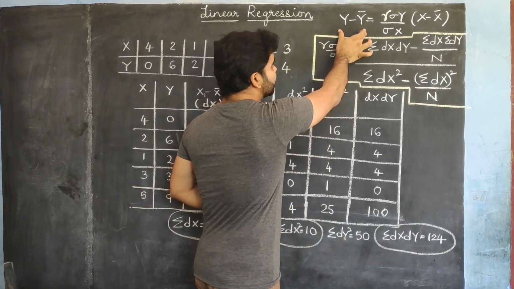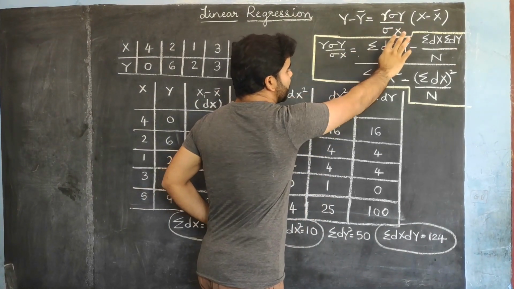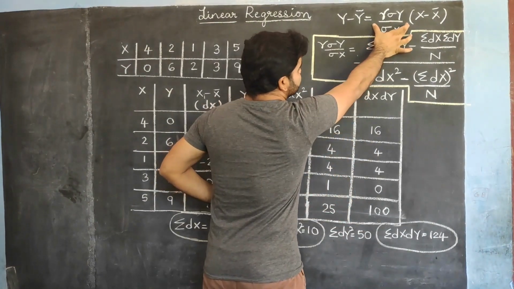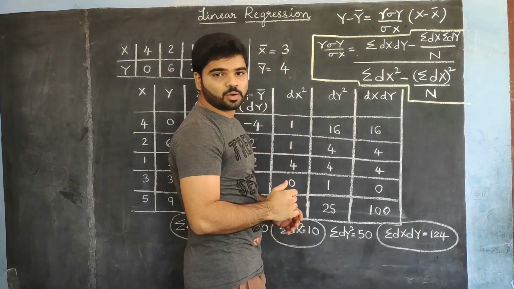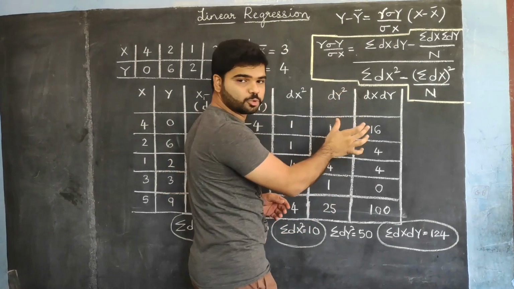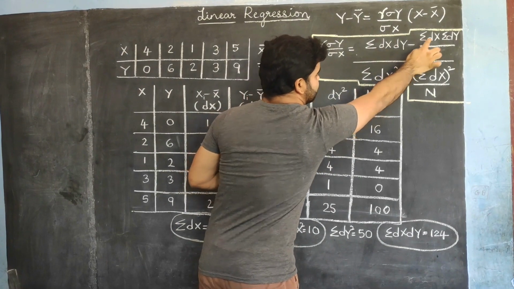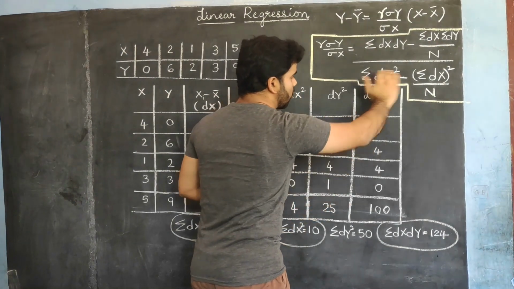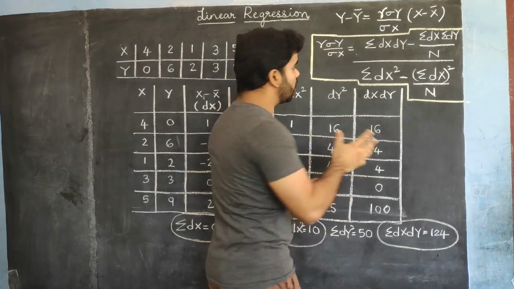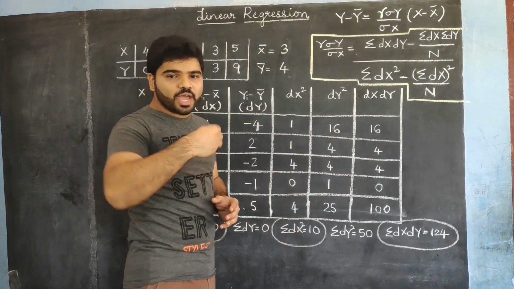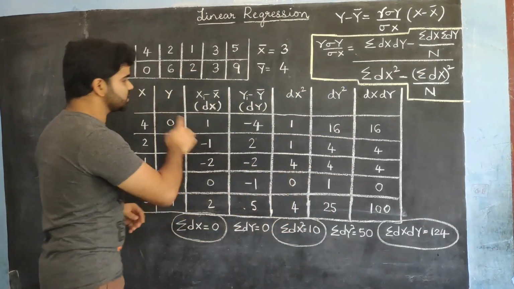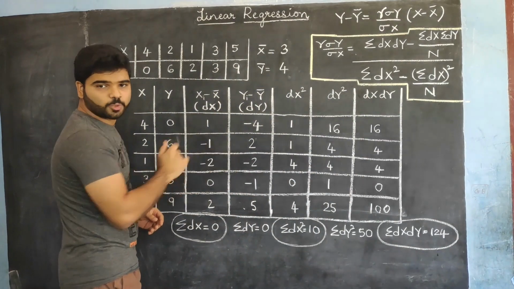So y minus y bar equals r into sigma y by sigma x into x minus x bar, where this term can be called the slope of the line or the regression coefficient. This regression coefficient equals (sigma dx dy minus sigma dx into sigma dy by n) whole by (sigma dx square minus (sigma dx) whole square by n). Now you might wonder how we are going to calculate dx dy, sigma dx, sigma dy. So let us construct a table for this data set as shown here.